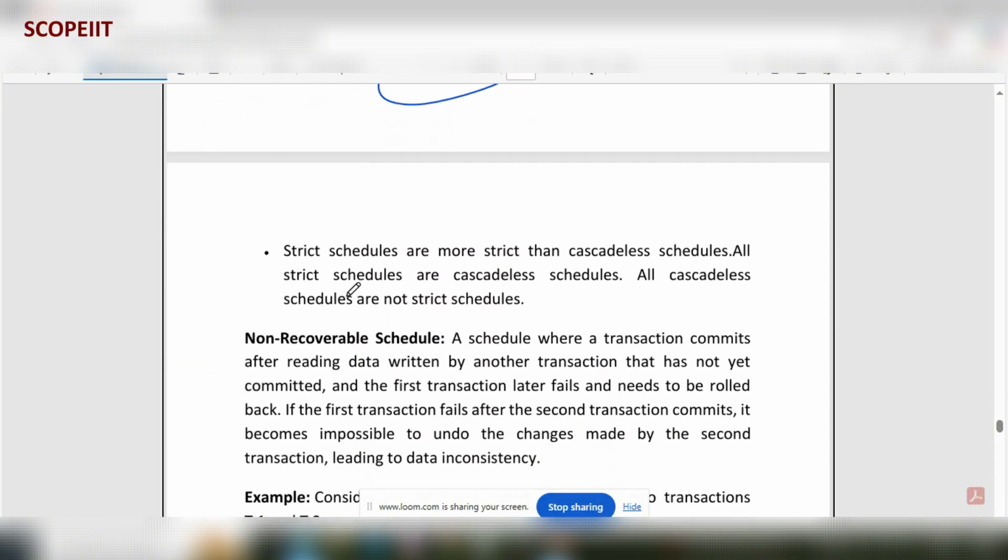Okay. Then make a note of this: a strict schedule is more strict than a cascadeless schedule. All strict schedules are cascadeless schedules. All cascadeless schedules are not strict schedules. Vice versa is not possible over here.